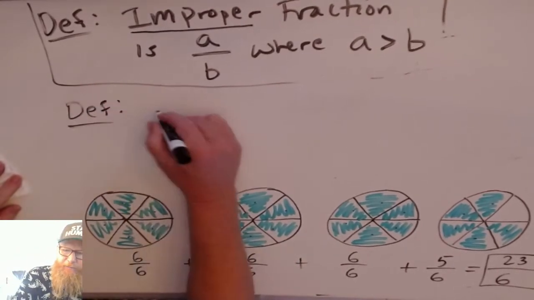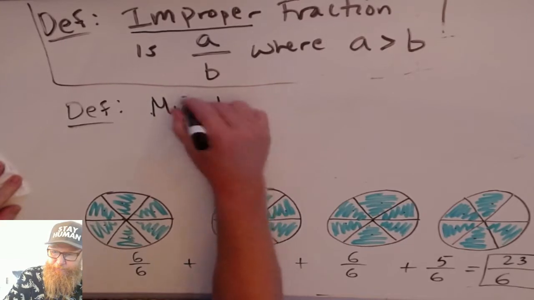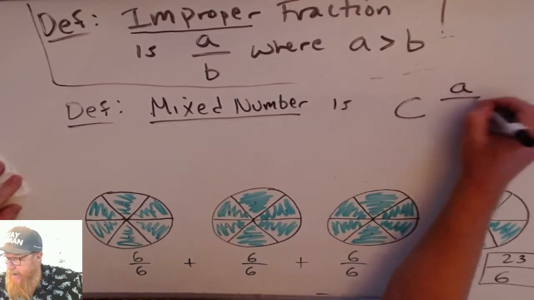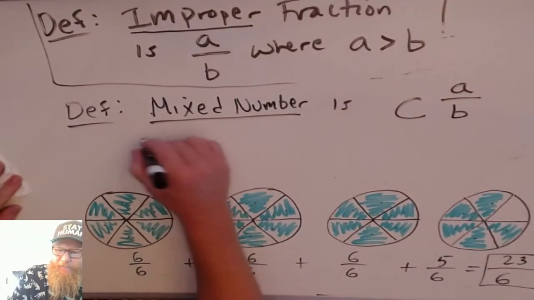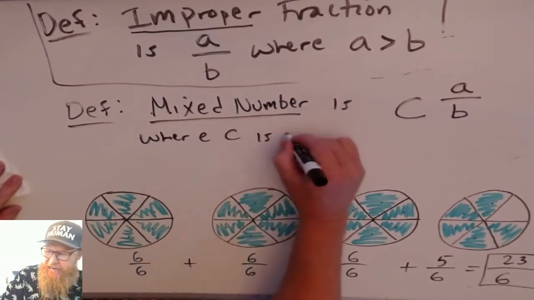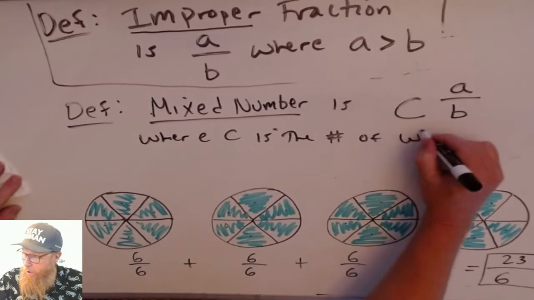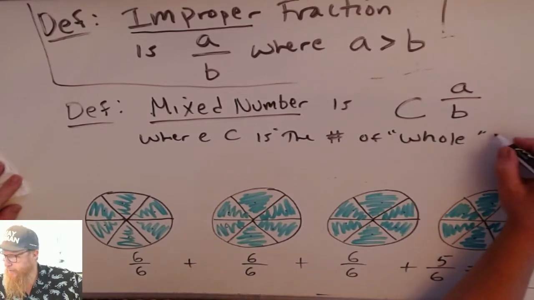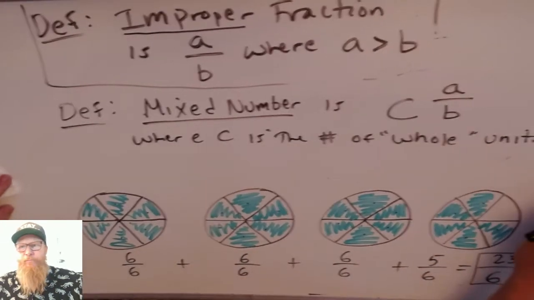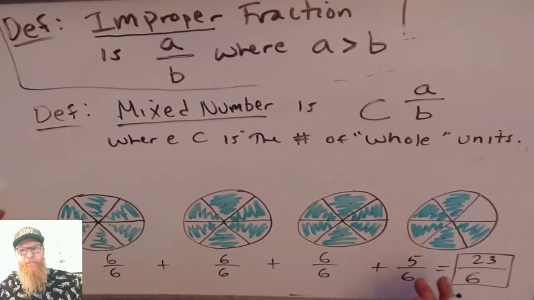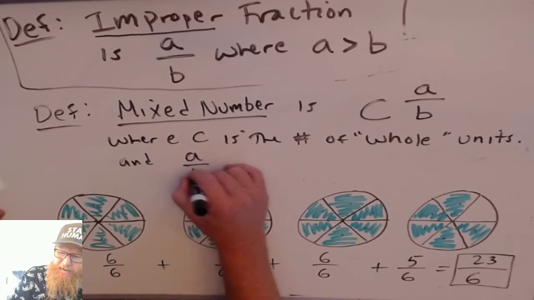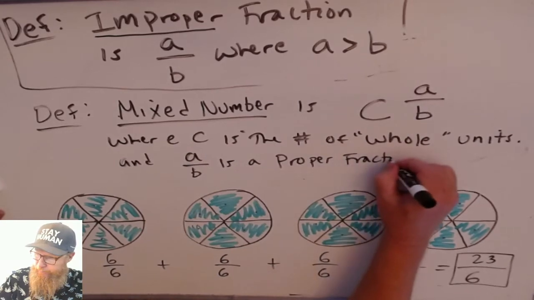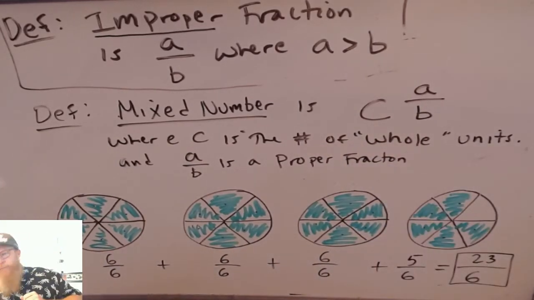A mixed number is C A over B, where C is the number of wholes or unit, and A B is a proper fraction. All right.